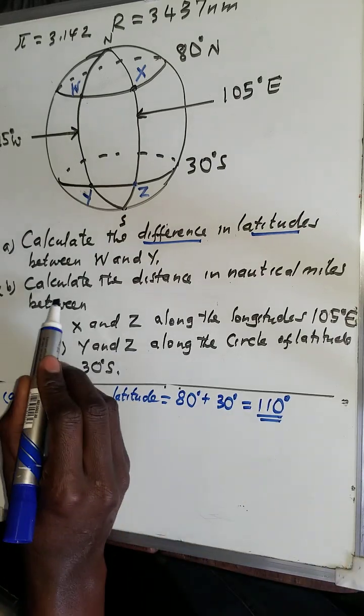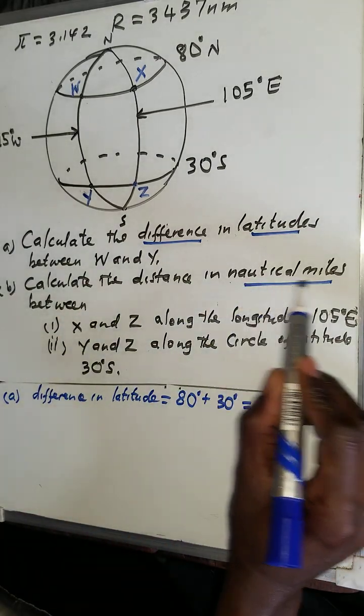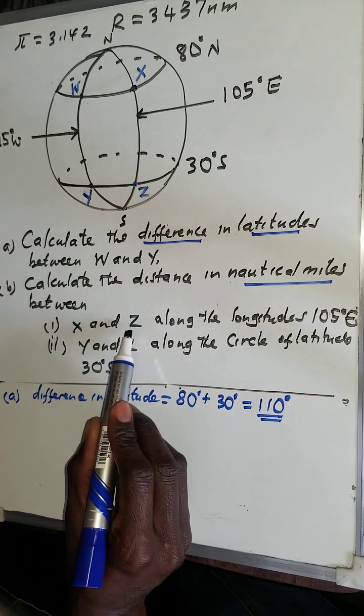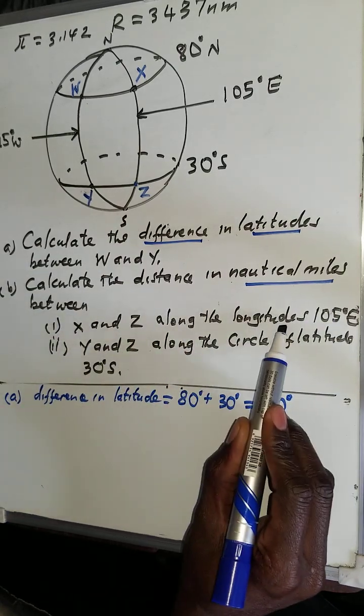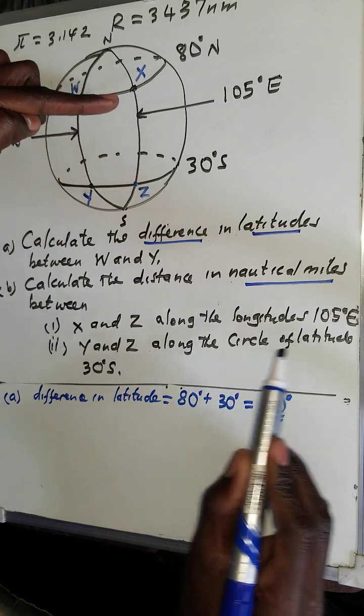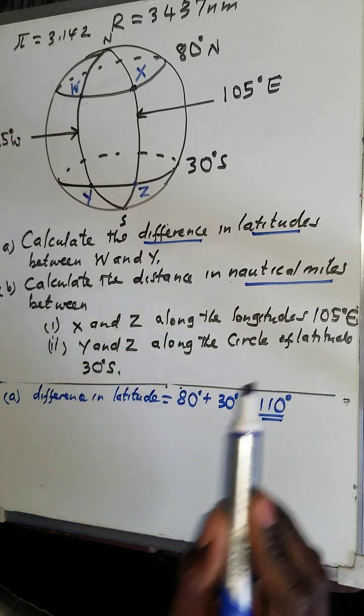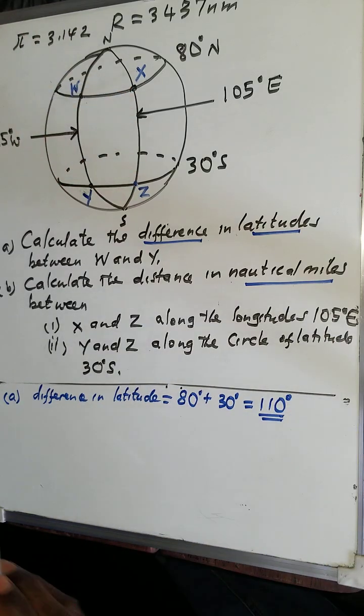The B part there says calculate the distance in nautical miles. So they want us to find in nautical miles the distance between X and Z along the longitude. So remember X and Z, this is along the longitude, which is 105 to the east.